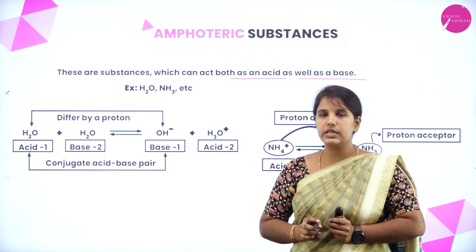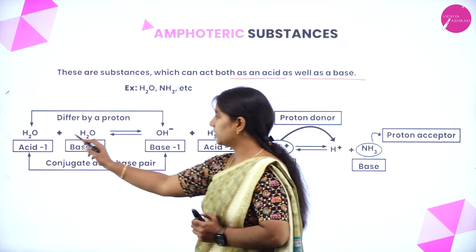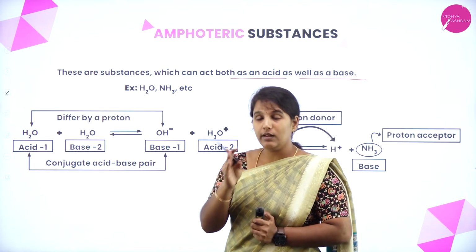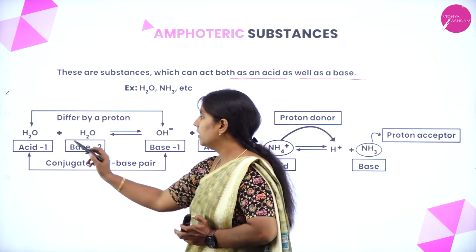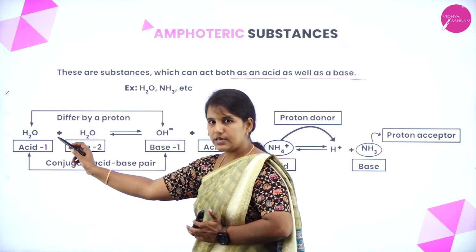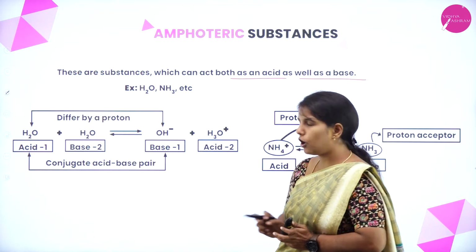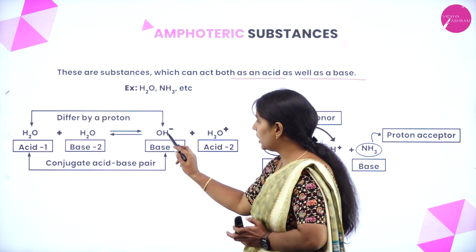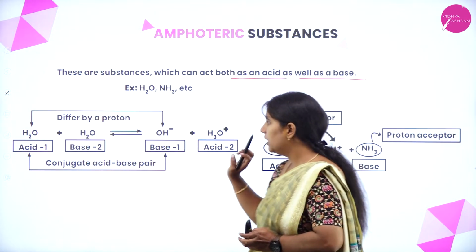Such substances are said to be amphoteric substances. First, I will take the example of water, where I am taking two water molecules. One is behaving like an acid, one is behaving like a base. According to Bronsted and Lowry, an acid is a substance which can donate a proton. After donating one proton, it becomes a conjugate base.